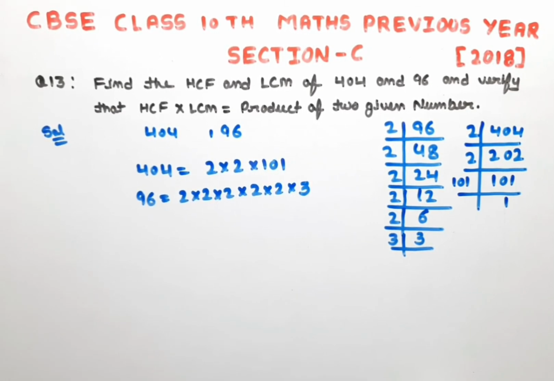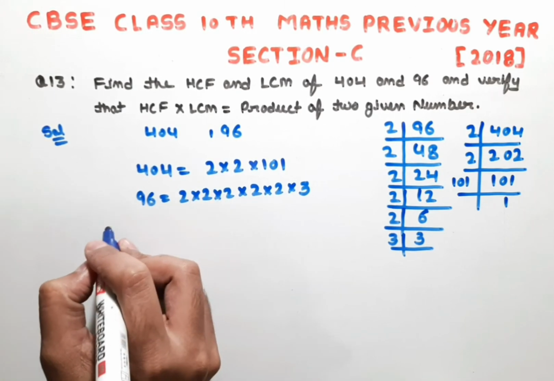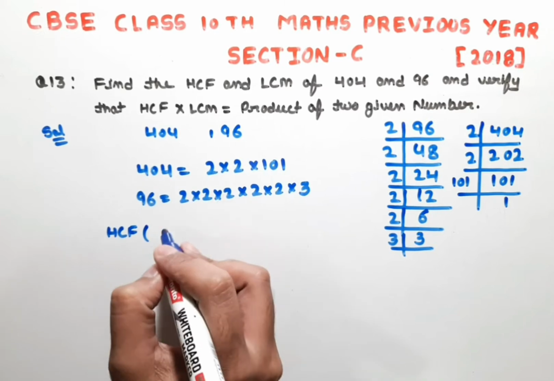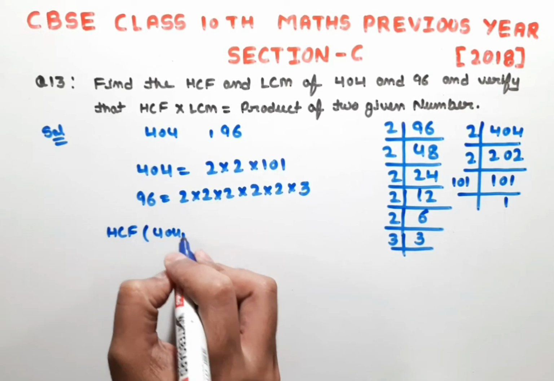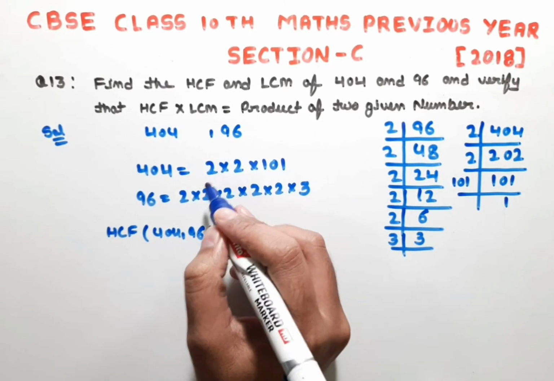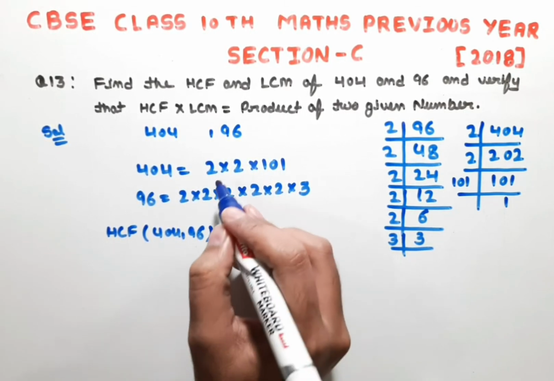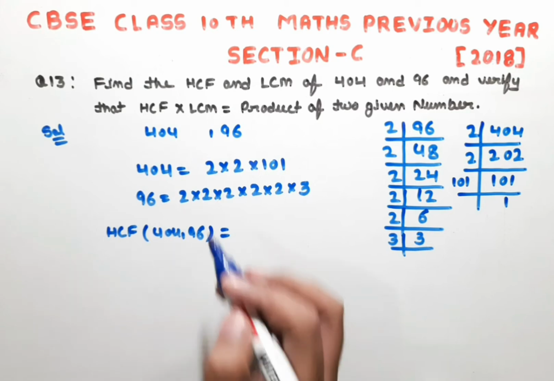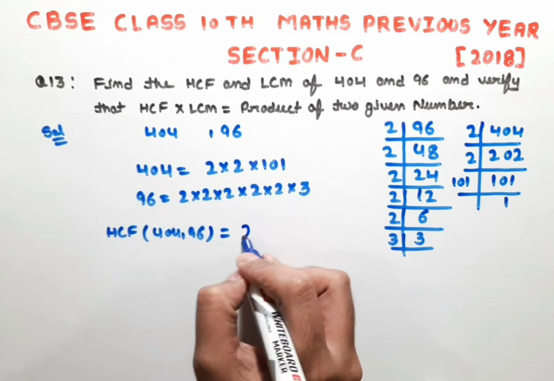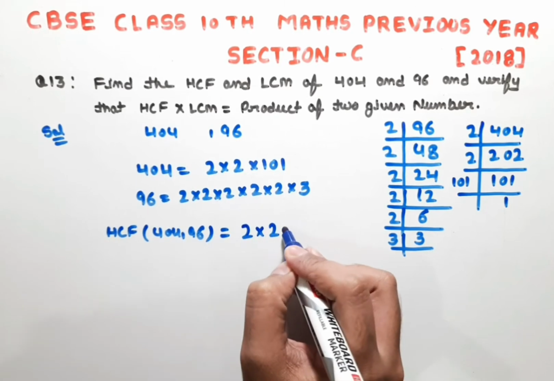Now the HCF of 404 and 96. Here two pairs of 2 are common, one pair and second pair. So 2 into 2, that is 4.